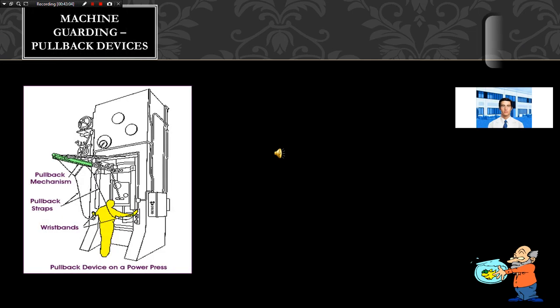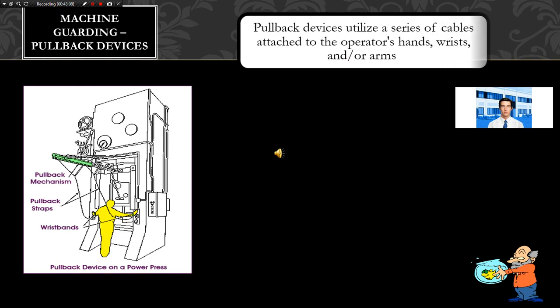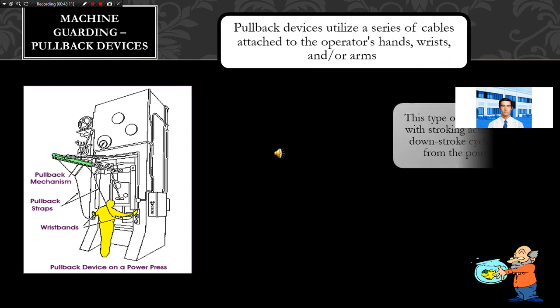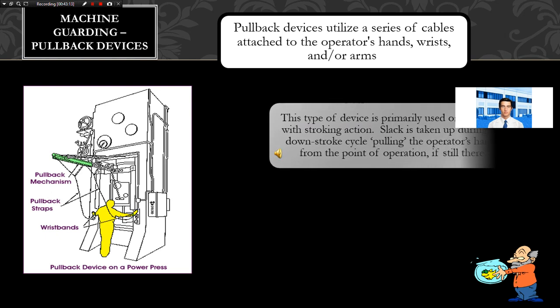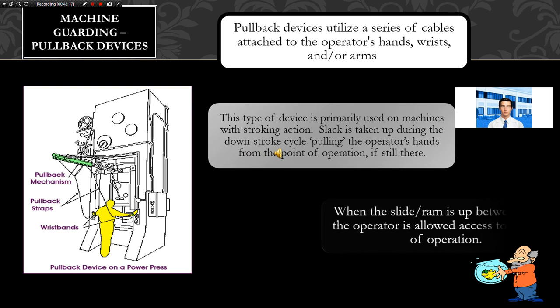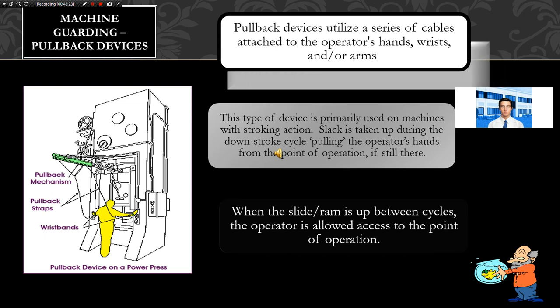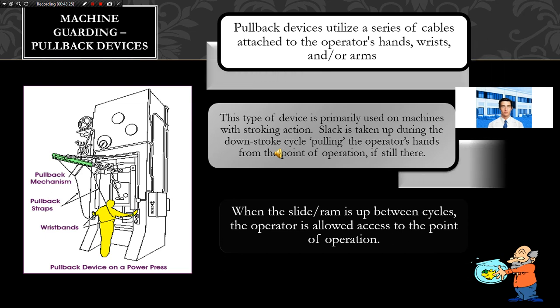Machine guarding. Pullback devices utilize a series of cables attached to the operator's hands, wrists, and/or arms. This type of device is primarily used on machines with stroking action. Slack is taken up during the downstroke cycle, pulling the operator's hands from the point of operation. When the slide ram is up between cycles, the operator is allowed access to the point of operation.